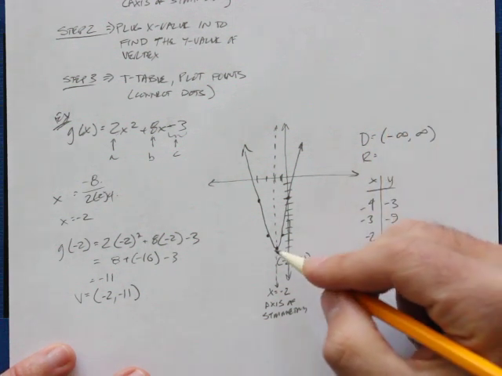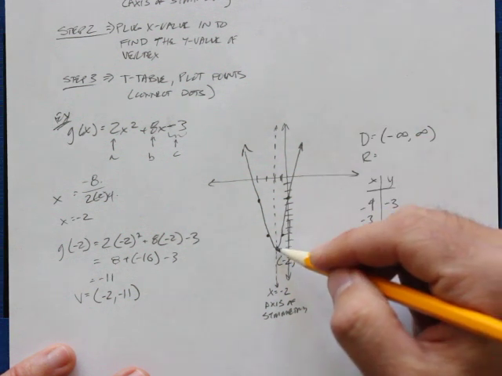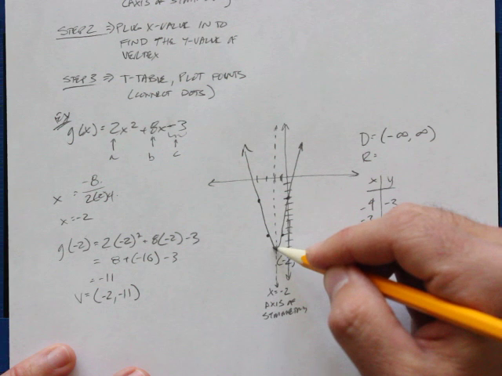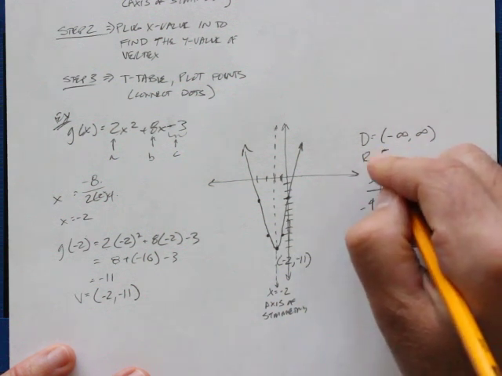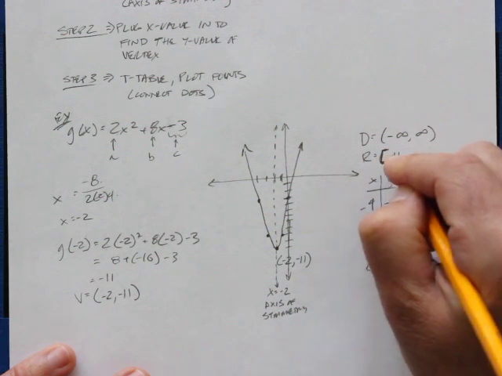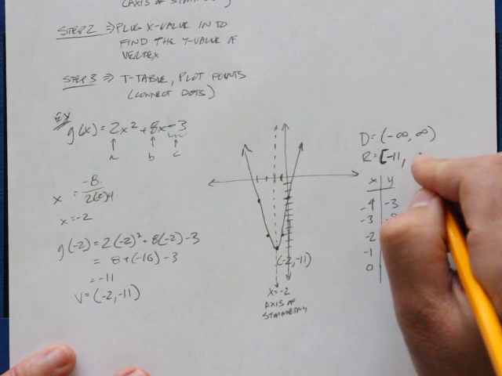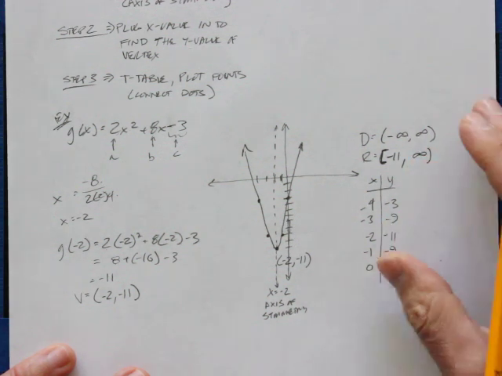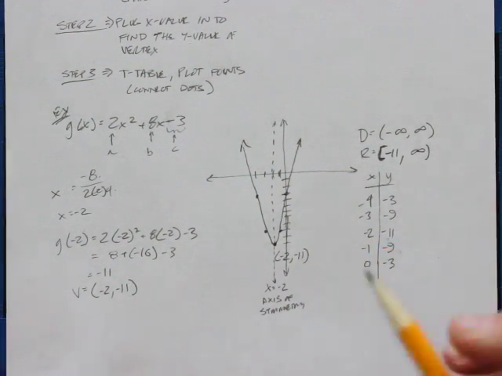My range, it's not going to go up and down forever, it's only going to go up forever because this is the minimum value. So it goes from negative 11 with a hard bracket because negative 11 is included, and then all of the y values above negative 11 are included, positive infinity. All the y values below negative 11 are not included.